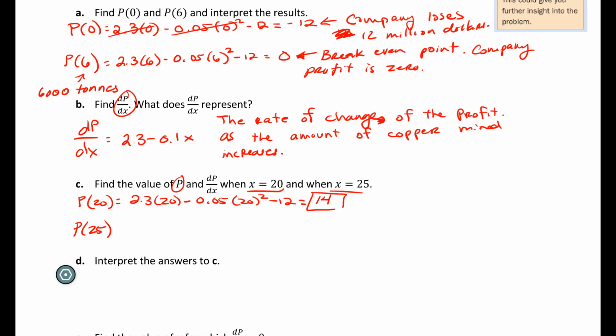Let's see what happens if they mine some more. 25,000 tons, plugging in 25 into the function P, 2.3 times 25 minus 0.05 times 25 squared minus 12, and that is going to actually give us this time a little bit larger value. So they are increasing their profits as they are mining more. So let's go ahead and see, well, what is that rate of change at those specific values? So what is dP/dx for each one of those?